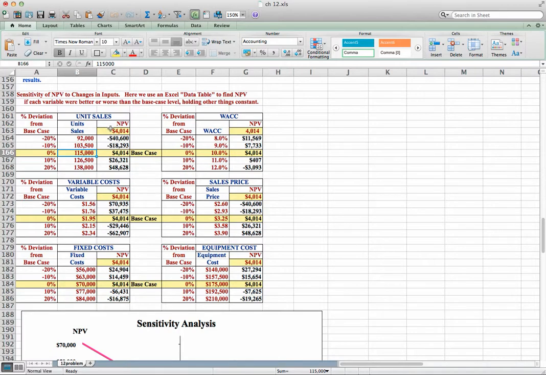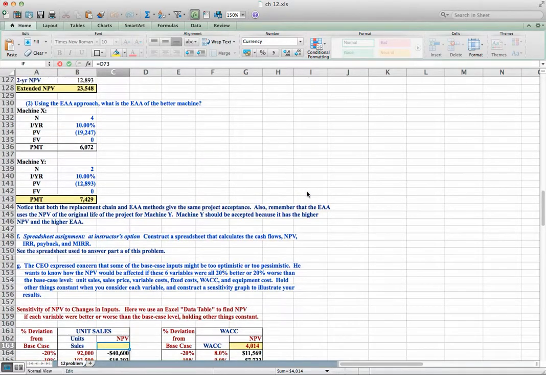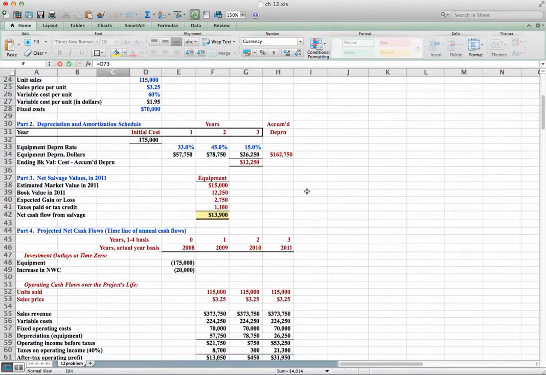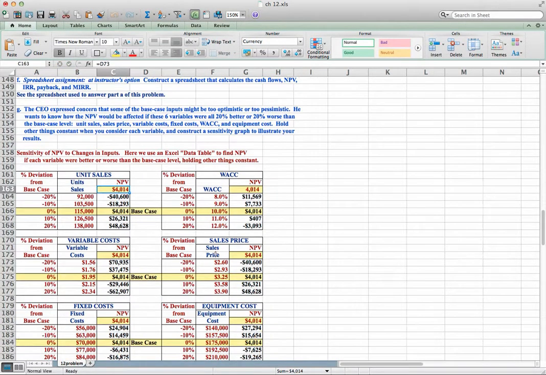Then we want to bring our NPV down from the table above. That's D73, just bring it down. And then all you do is a sensitivity analysis, just like we did before. So you would highlight all this. I'm on Excel for Mac right now, so it's going to look a little different than your Windows Excel, but it's the same way we did it just this last chapter.